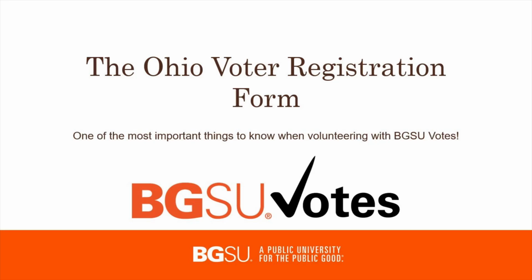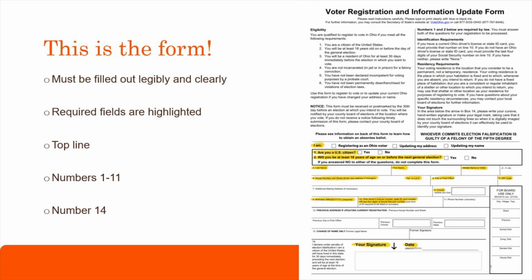Knowing how to navigate an Ohio voter registration form is a key aspect of volunteering with BGSU votes. This is what a voter registration form looks like. Legibility and clarity are very important. Typically, we highlight all necessary fields for a first-time voter to vote. Those fields include the top line and numbers 1 through 11, as well as number 14.